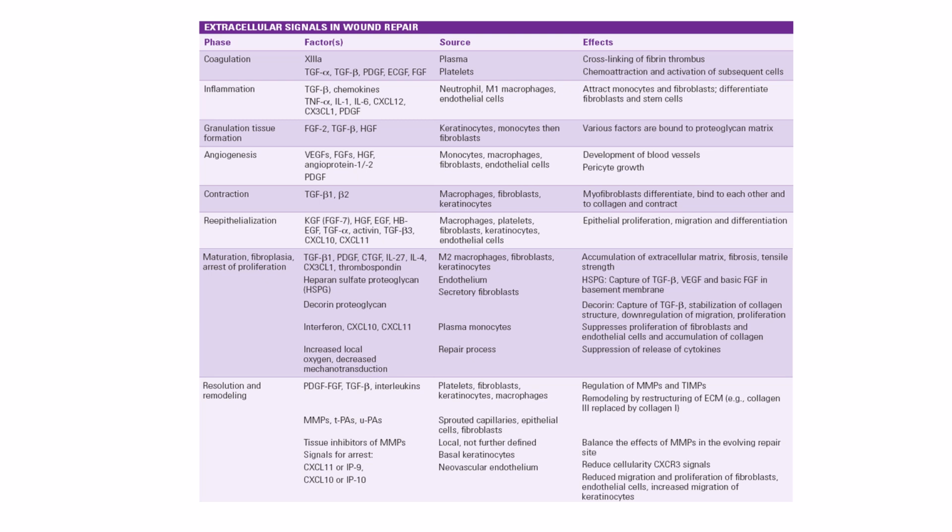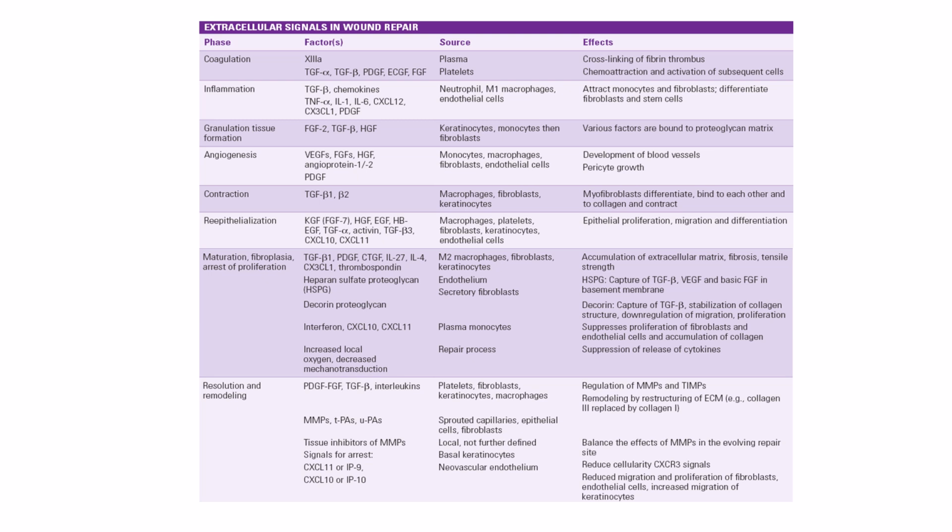This table summarizes the extracellular signals, their source, and effects at various phases of wound repair. It provides a snapshot of the key molecular players that are orchestrating the dynamic healing process, such as coagulation, inflammation, granulation tissue formation, angiogenesis, contraction, reepithelialization, maturation, fibroplasia, and arrest of proliferation, and resolution and remodeling.